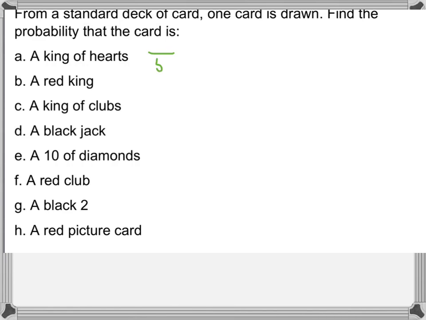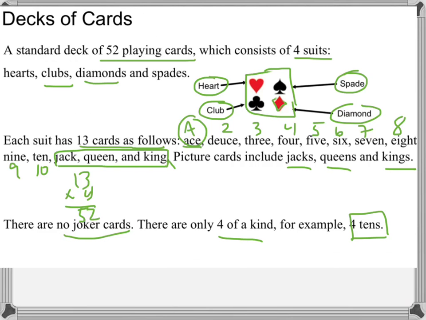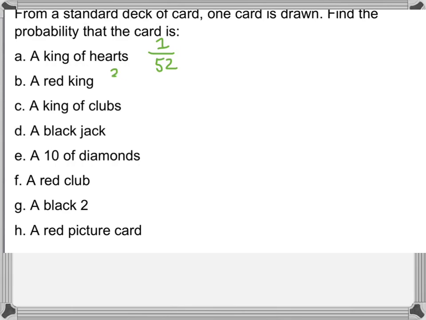So there's always 52 cards in a deck. So how many kings of hearts are there? Well, there's 4 kings, 1 in each suit, but only one of them is a heart. So it's 1 out of 52. A red king. So there are 2 red suits, the hearts and the diamonds. So there are 2 red kings. So it's 2 out of 52 or 1 out of 26.